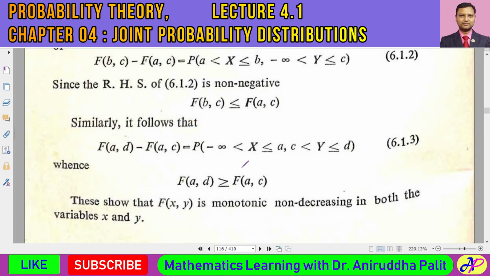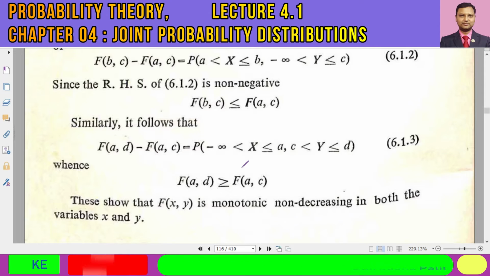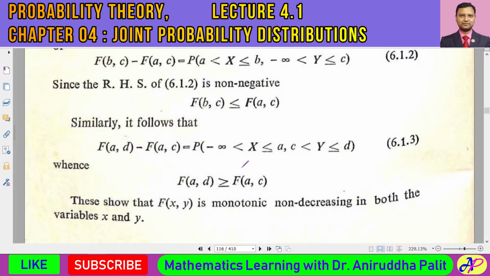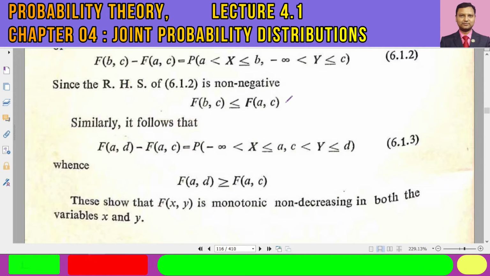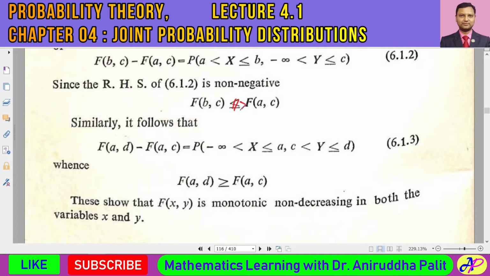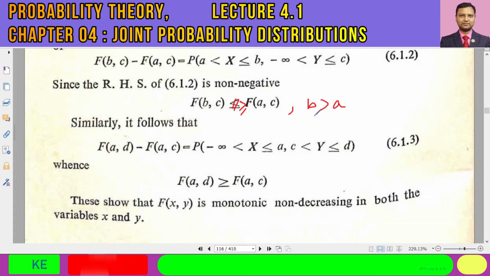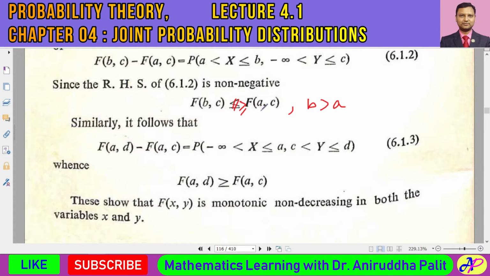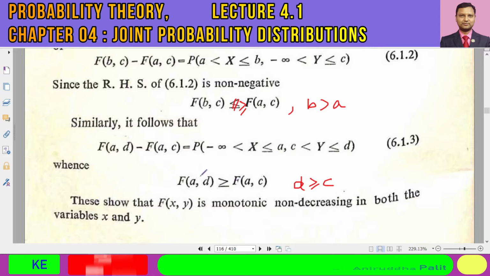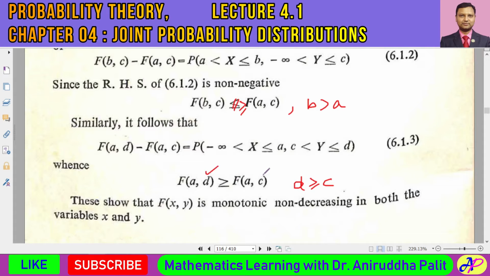So this is about the probability distribution function. What we find in this probability distribution function is that over in this region, sorry, this should be greater than or equal to 0. Over here, A is less than B, or you can say that B is greater than A. So if B is greater than A, then f of B comma C should be greater than or equal to f of A comma C. Similarly, over here, D is greater than or equal to C. So f of A comma D, that is the variation in the second coordinate.